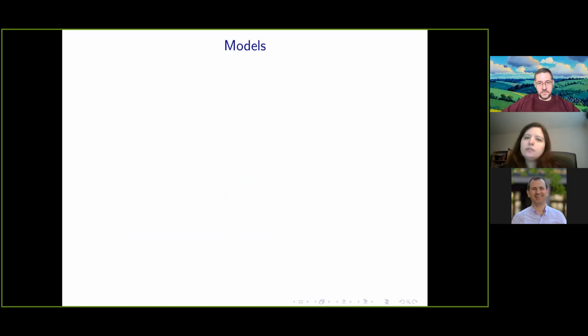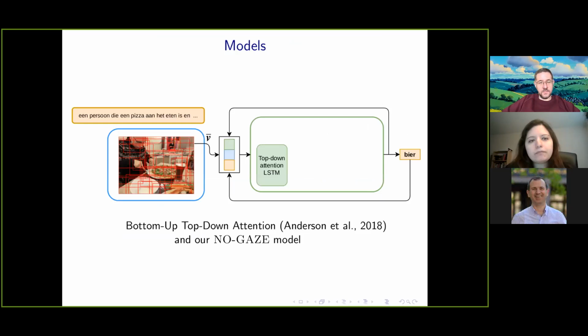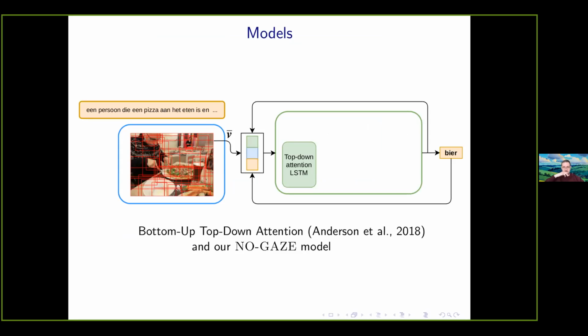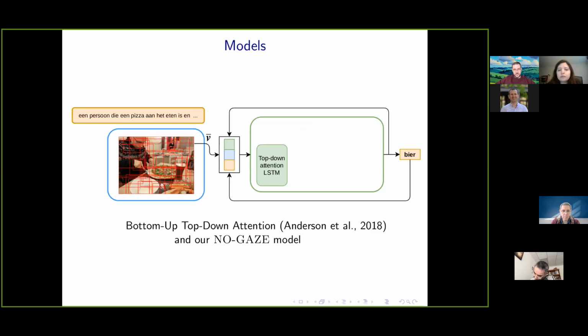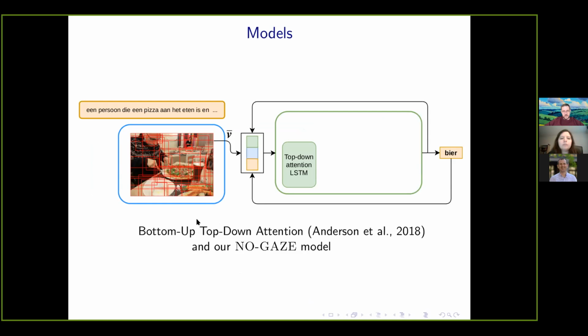So I can continue with our models now. We based our models on the bottom-up, top-down attention model by Anderson et al. This was already influenced by ideas from visual processing in humans. So we have the bottom-up processing and top-down processing of the image. Here we have these bounding boxes, which are the end result of applying bottom-up attention over the image. So these are salient or maybe novel parts of the image that are driven by the visual stimuli itself.